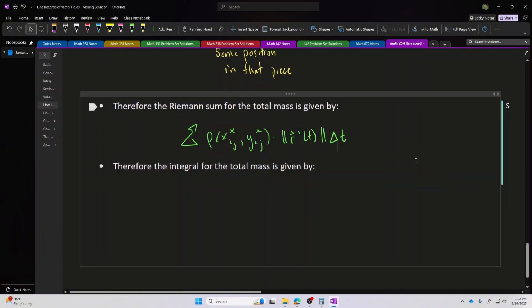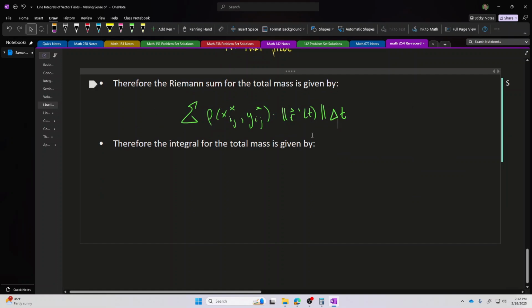And therefore, if I want to take this Riemann sum approximation for the total mass, and I want to turn it into a perfect integral to calculate the total mass, all I have to do is shrink the delta t so small that it becomes a dt.